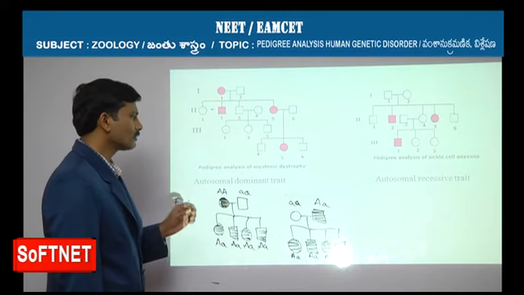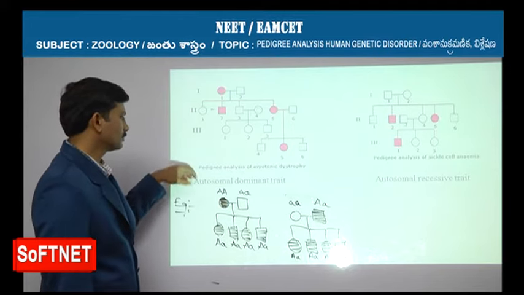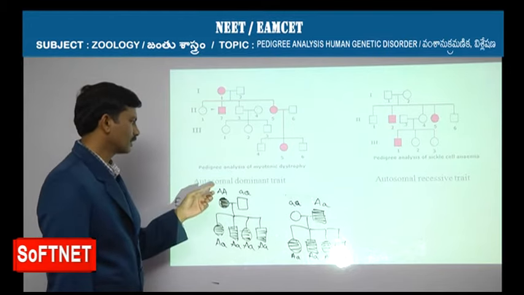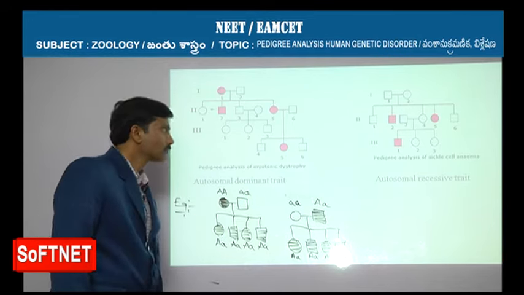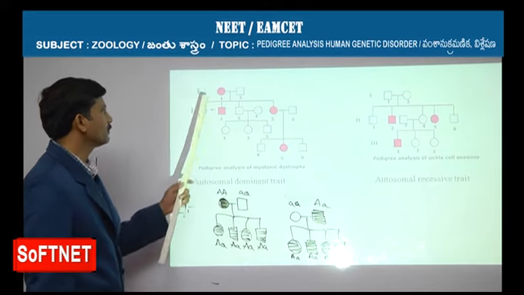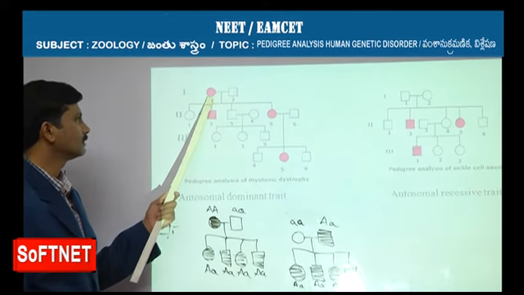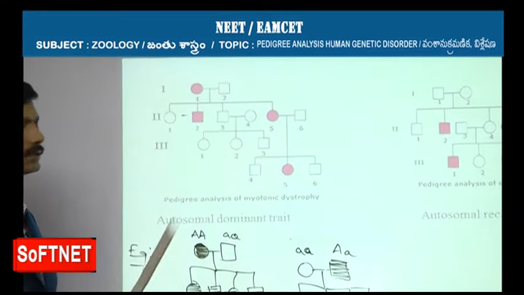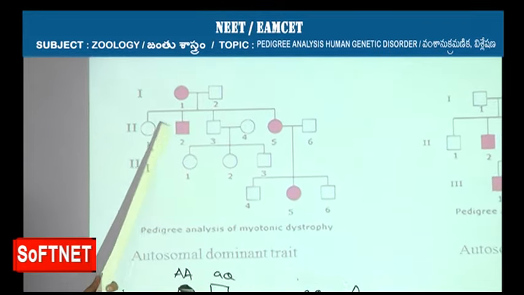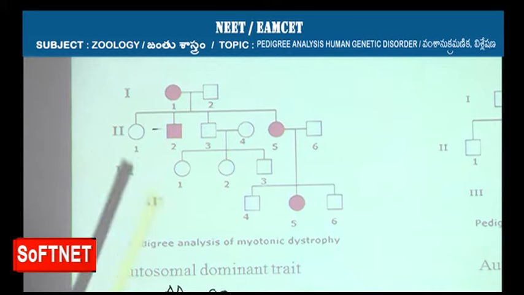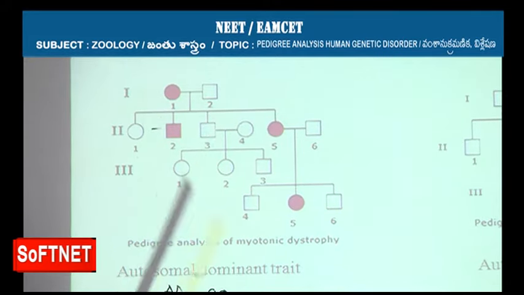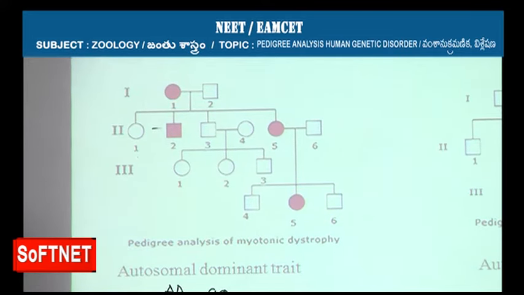And now just look over here. One of the diseases we are going to study under autosomal dominant is myotonic dystrophy. In this myotonic dystrophy, one of the parents is affected, especially the female parent, and the male parent remains unaffected. In the given progeny, both the males as well as the females are affected. So irrespective of the sex, it is getting inherited to the next generation.